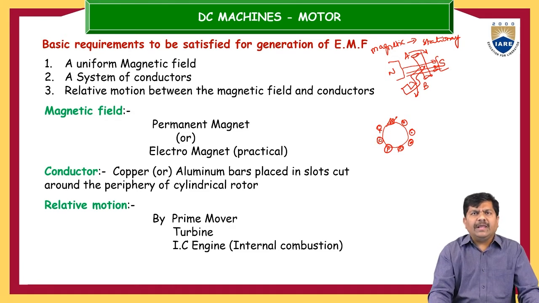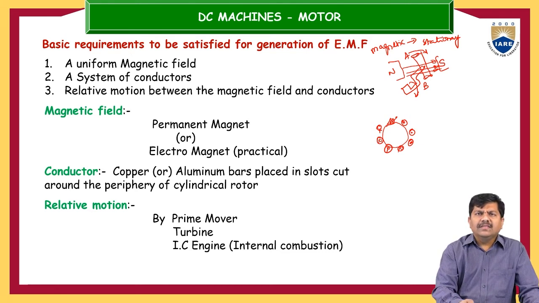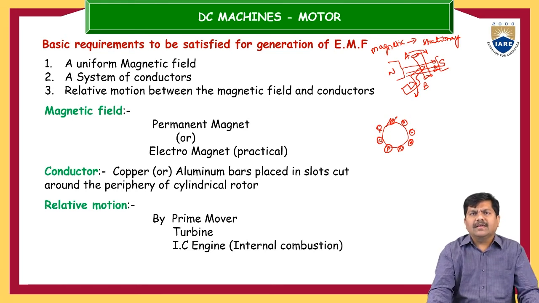So the third, very important point is relative motion. That relative motion you can achieve by connecting a prime mover, an IC engine or a turbine, whatever it may be. This is nothing but one handle kind of thing. Based on your requirement, you can rotate the conducting system either clockwise or anti-clockwise. This example we have taken by assuming a stationary magnetic field and a rotating conducting system.